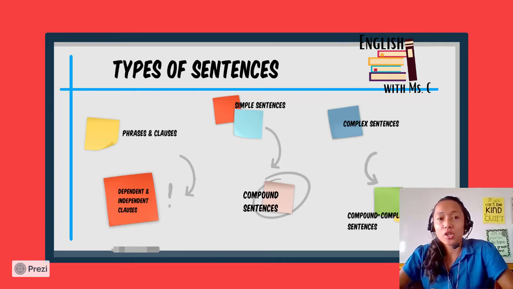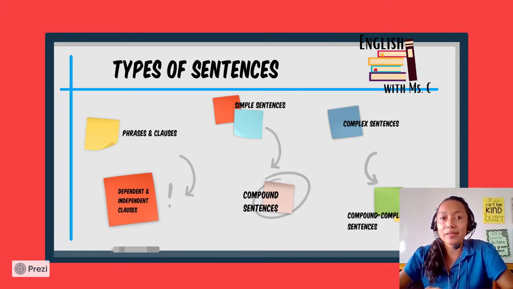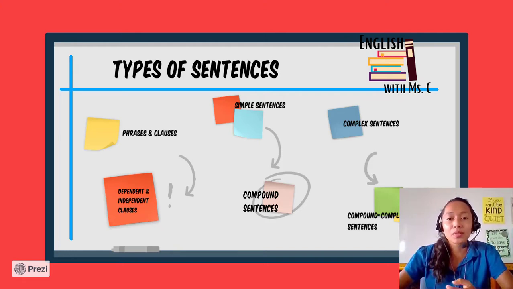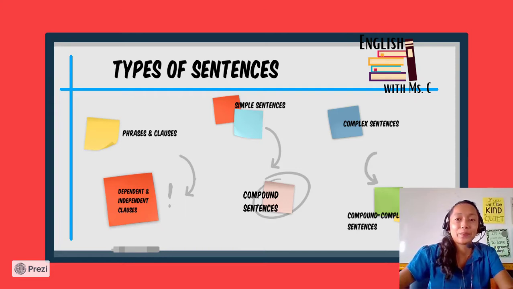This week we're going to finish up with our unit on types of sentences. We've looked at phrases, clauses, dependent, independent clauses, simple sentences, compound sentences, and complex sentences. For our last session on that unit, we're going to look at compound complex sentences.